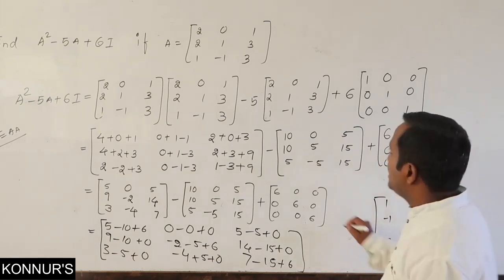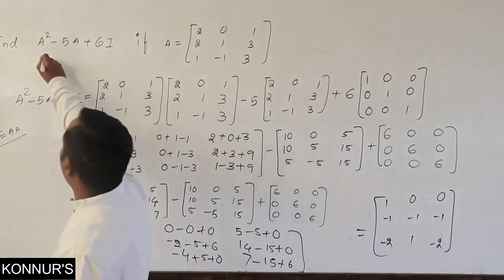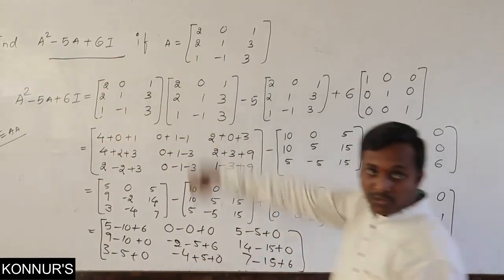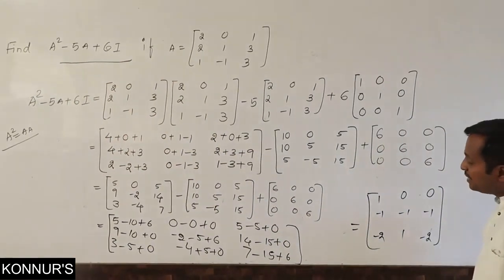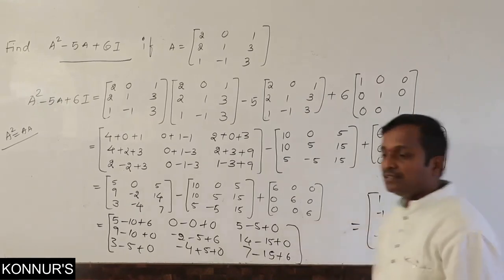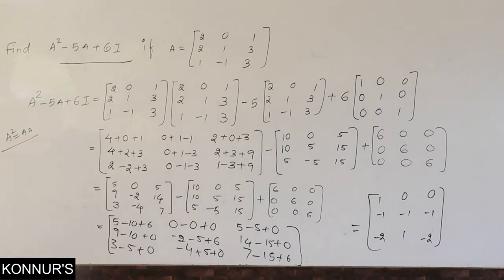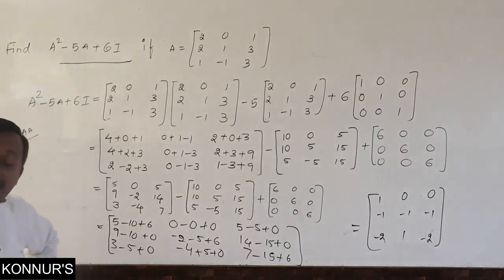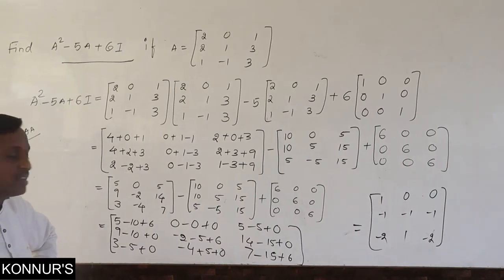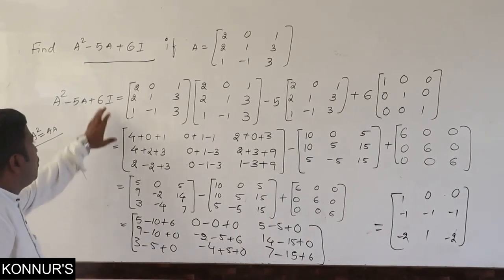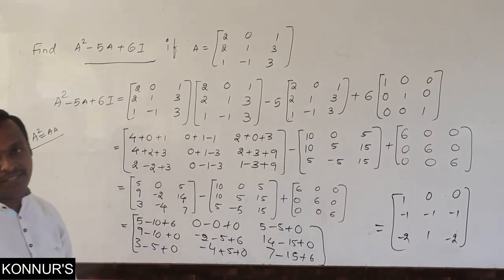So this is the find; they only asked to find A square minus 5A plus 6I. Like this, we can calculate the quadratic equations, equation formation like this. We can find the solution by using matrix multiplication, addition, and subtraction. Just keep the point that I is nothing but the identity matrix.